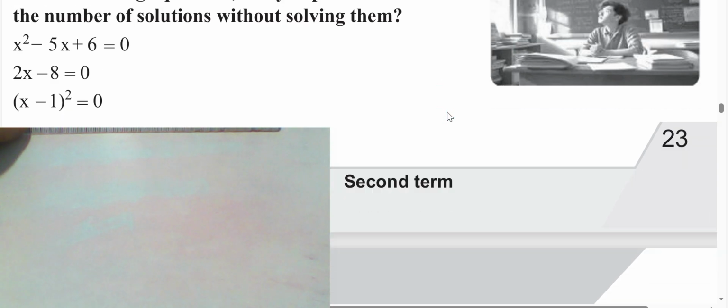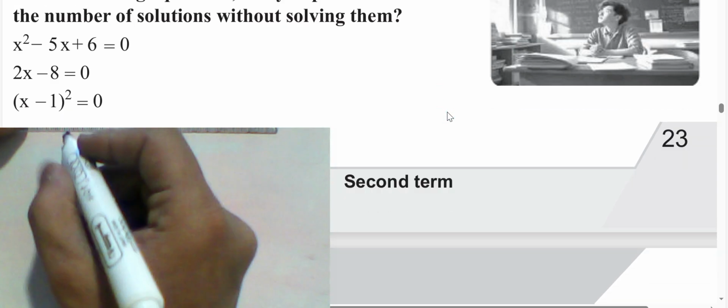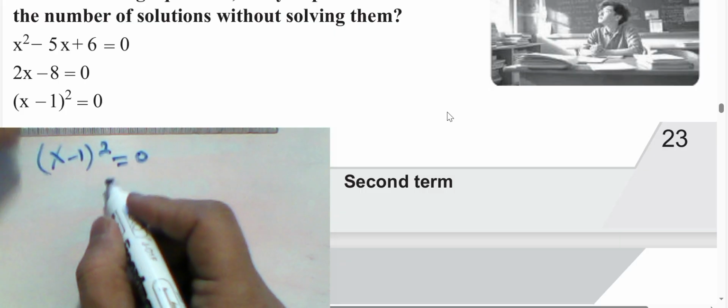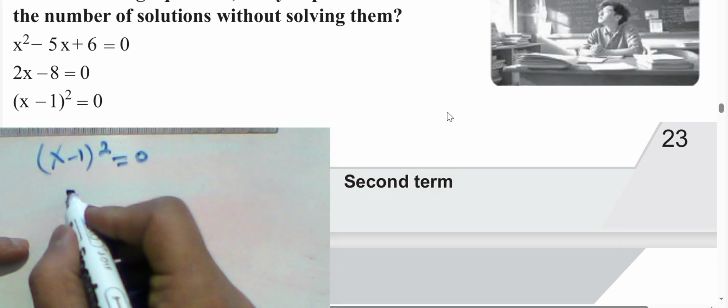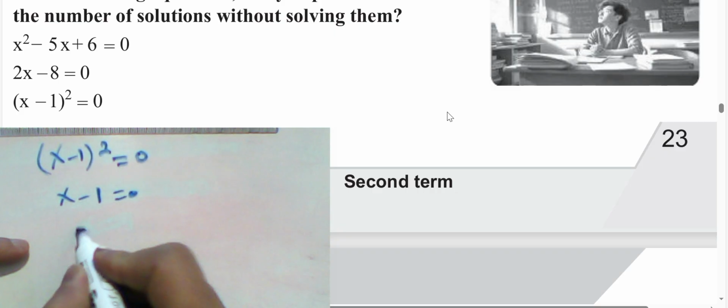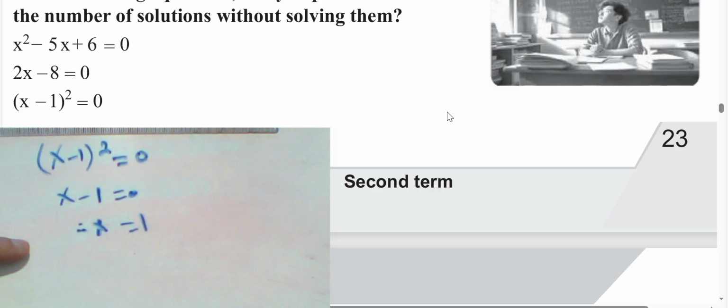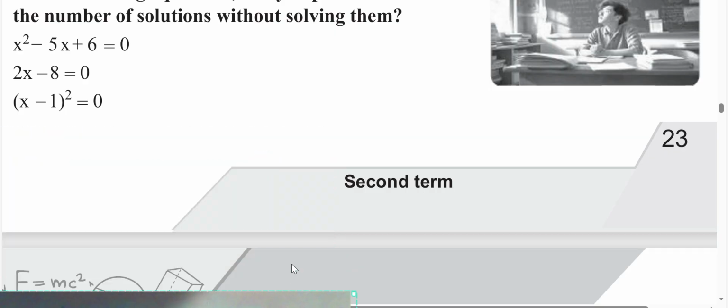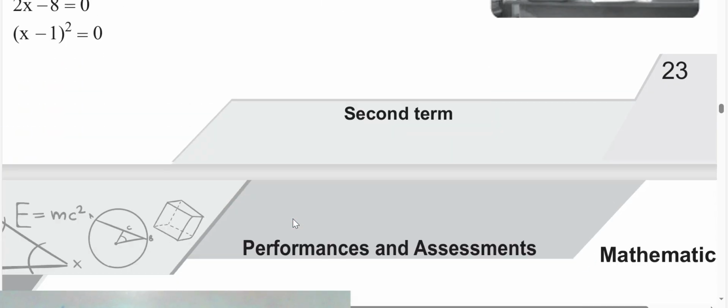Next question: (x minus 1) all power 2 equals 0. We can take the square root of the left hand side and the right hand side. Then x minus 1 equals 0, so the value of x here equals 1. Understood? Next question.